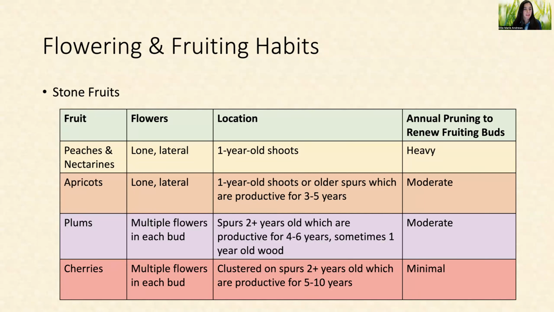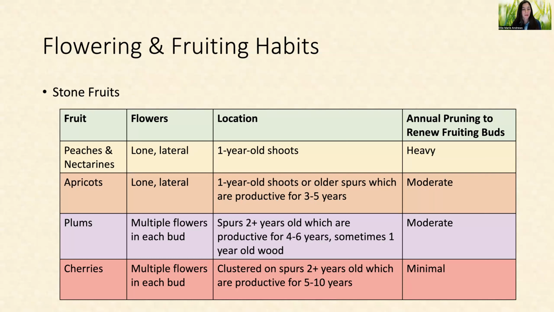So for stone fruits, it really depends on the fruit when it comes to their flower location and corresponding annual pruning needs to renew fruiting buds. So I made this chart just to outline these differences. So for peaches and nectarines, their flowers are lone, lateral, on 1 year old shoots. And so therefore they benefit a lot from pretty heavy pruning annually to renew those fruiting buds. Apricots are also lone and lateral flowers, and they are located on 1 year old shoots or older spurs sometimes, which are productive for about 3 to 5 years. So because of that, they benefit from more moderate pruning.